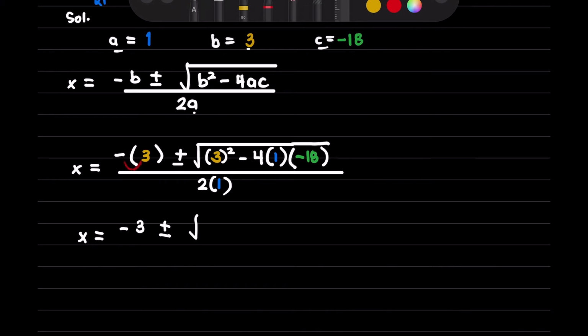Plus minus the square root of, what's 3 squared? That is 9. Next, ito careful kayo. Negative times positive, that's negative. Negative times negative, that's positive. So, magkakaroon tayo ng positive sign. And then, 4 times 1, 4 times 18. 8 times 4, that's 32. 4 times 1, 4 plus 3, 72. So, we have 72.